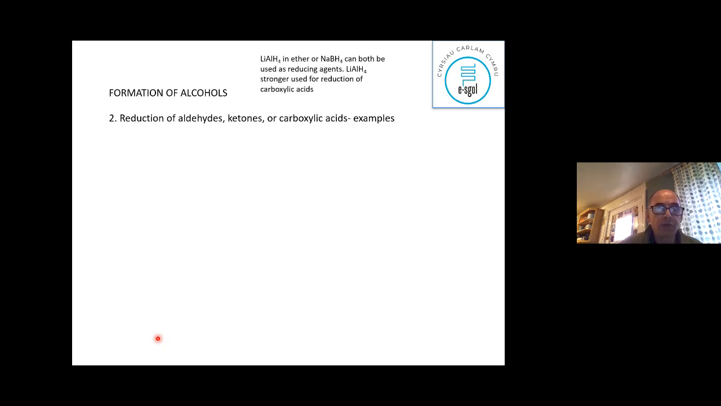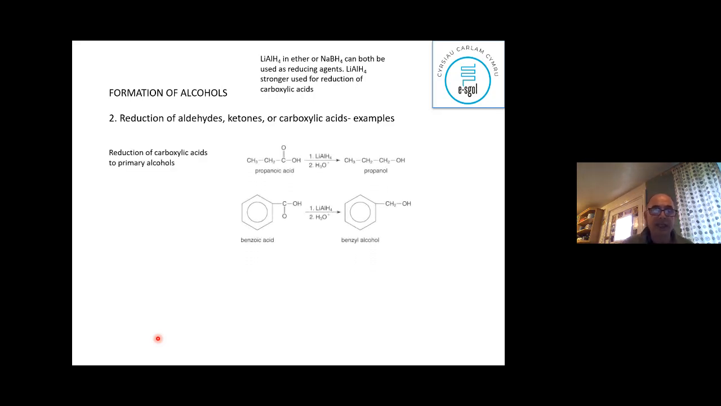They could also be formed by the reduction of aldehydes, ketones, or carboxylic acids. Here are some examples. Carboxylic acids, if they are reduced, will form primary alcohols. You use lithium aluminium hydride as the reducing agent. It's strong enough to reduce the carboxylic acid right back down to the primary alcohol. So propanoic acid to propanol, benzoic acid to benzyl alcohol.